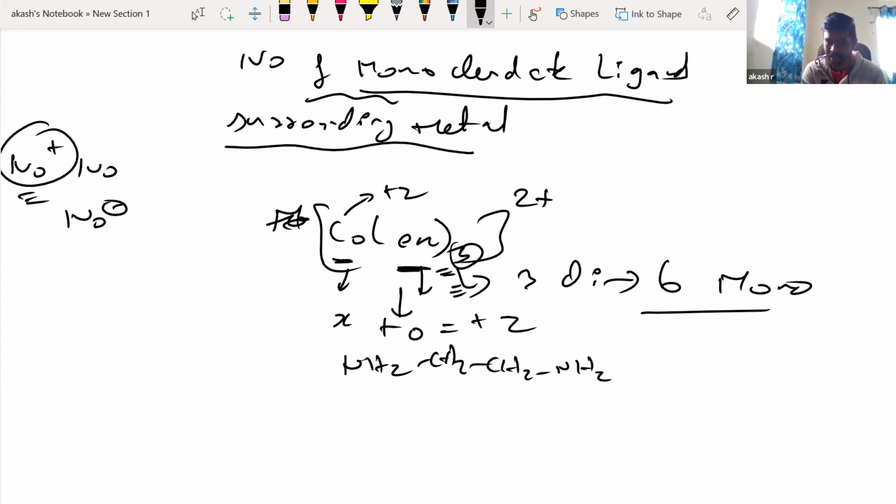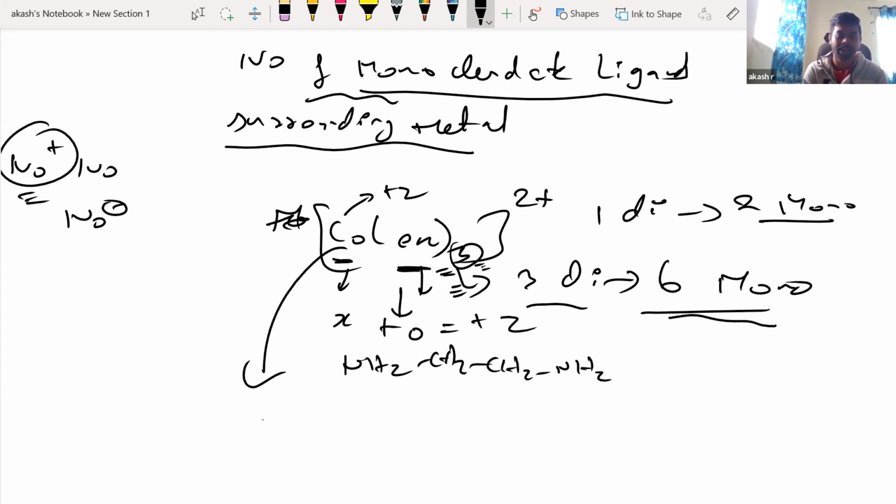So basically we define it as the number of monodentate ligands surrounding the metal. In this case, one bidentate ligand can be considered as 2 monodentate ligands. So if I have 3 bidentate ligands, I have 6 monodentate ligands, so the coordination number here is 6. However many monodentate ligands you have, that much is the coordination number also.